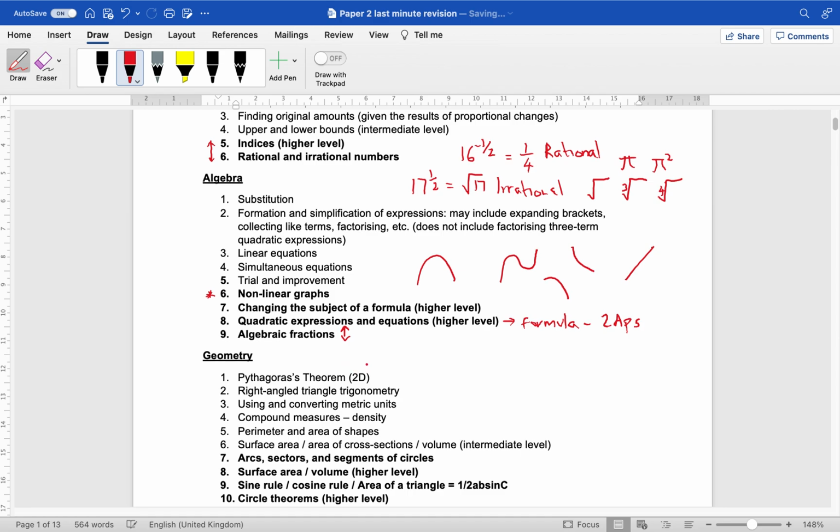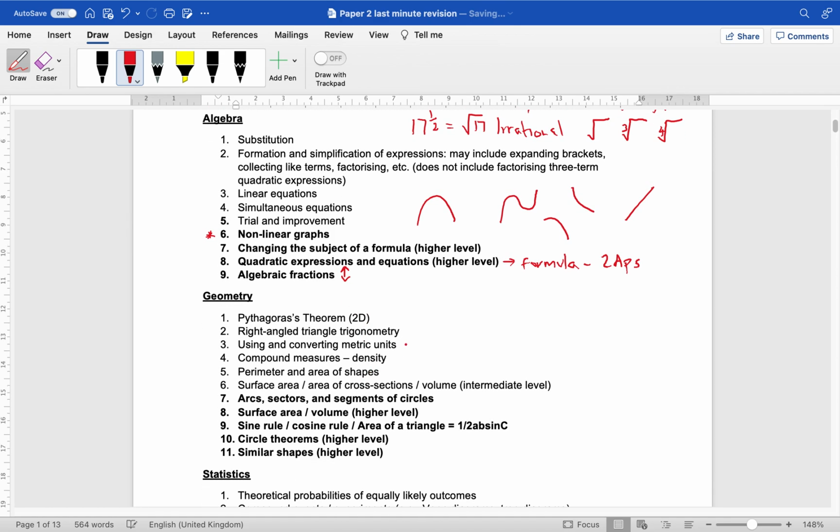What else we got? Pythag, trig, metric units, just again, will probably crop up in our volume, right? So again, these 4 potentially kind of are a little block of things. Density, which is density, mass, volume, DMV, learn it in that order, apply it correctly. Okay, perimeter and area of shapes, surface area, volume, okay, just things to be aware of. They could crop up together.